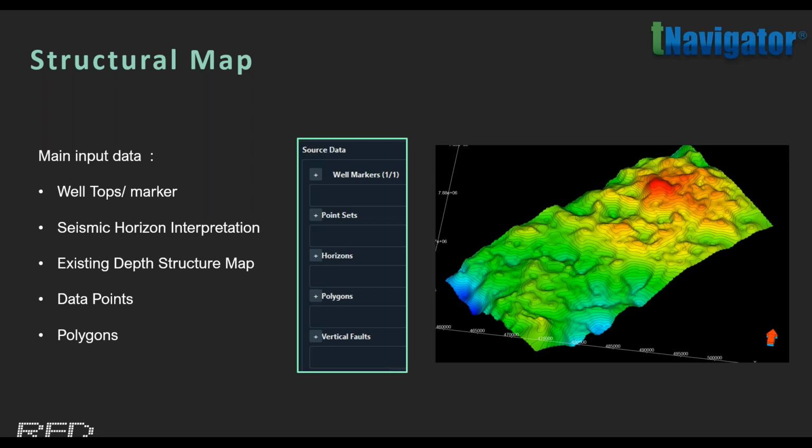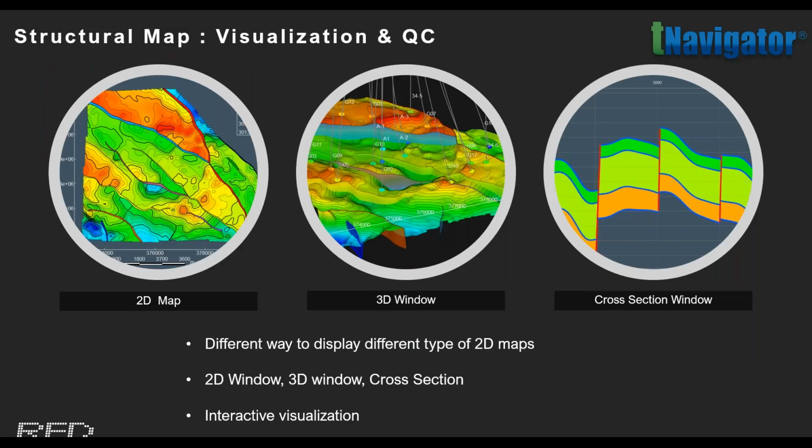And of course, even though this is a 2D structural map, again, you can always display it in a classical 2D map view like this, or in a 3D space, 3D window, so you can have a better understanding, right, of the geometry of your reservoir. Or you can also have a cross-section window like this, right, so you can have a different kind of perspective from the geometry of your reservoir. So these can all be done using tNavigator Geology Designer, and all the visualization is very interactive. You can connect each display and then maneuver it interactively.